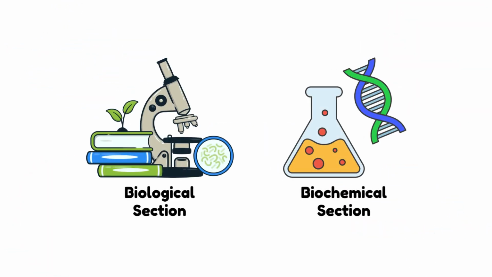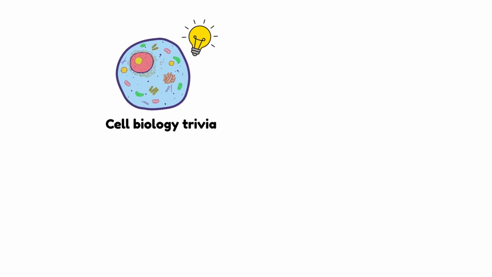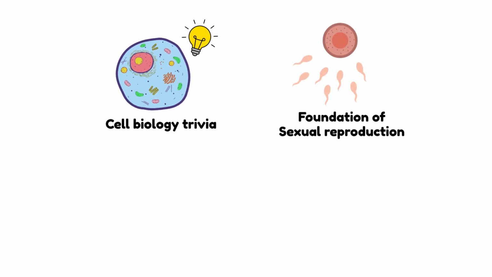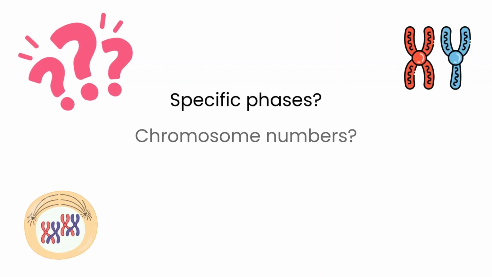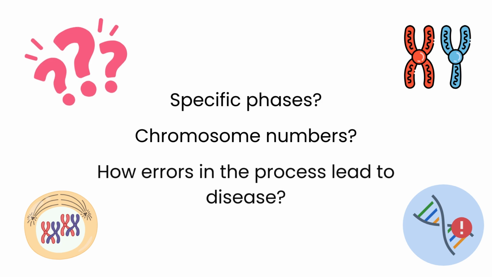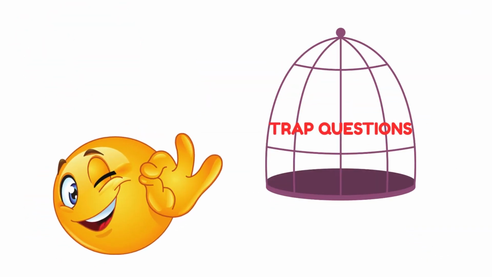Meiosis shows up in the biological and biochemical foundation section, and it's tested not just as cell biology trivia, but as the foundation of sexual reproduction, genetic diversity, and inheritance patterns. Questions can ask about specific phases, chromosome numbers, or how errors in the process lead to disease. If you know the flow, you'll pick up points that trip up other students.